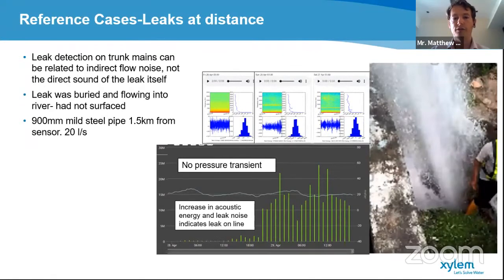On the graph below, you can see the green lines, which are showing the acoustic energy being recorded. These suddenly increased around the 28th of April. And that increase in energy was indicative of the leak. Following the repairs, the energy dropped back down again.